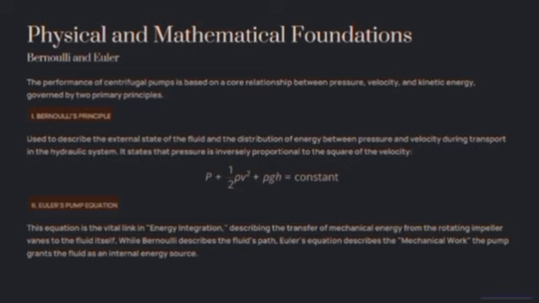Physical and mathematical foundation: Bernoulli and Euler. The performance of a centrifugal pump is based on a core relationship between pressure, velocity, and kinetic energy, governed by two primary principles. First, Bernoulli's principle, used to describe the external state of the fluid and the distribution of energy between pressure and velocity during transport in the hydraulic system. It states that pressure is inversely proportional to the square of velocity, as shown in the equation.